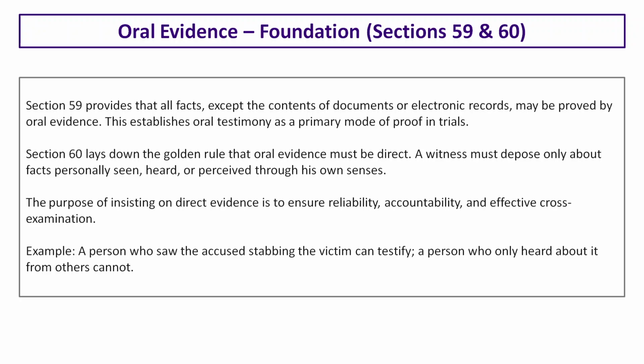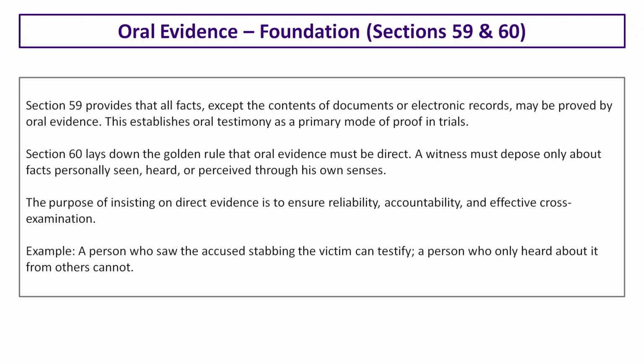However, Section 60 introduces a very important limitation. It clearly says that oral evidence must be direct. This means the witness must testify only about what he personally saw, heard, or perceived through his own senses. If the fact is something that could be seen, it must be proved by a person who actually saw it. If the fact is something heard, such as a conversation or threat, it must be proved by a person who actually heard it. The purpose of this rule is reliability.